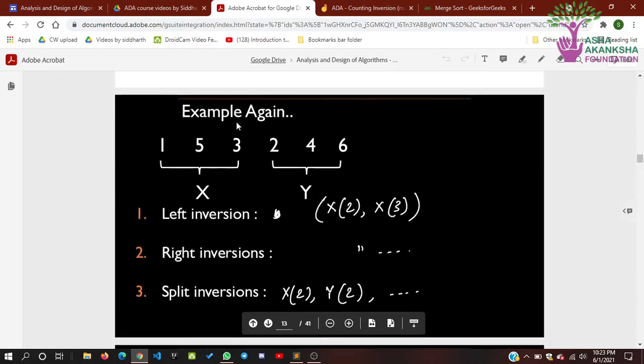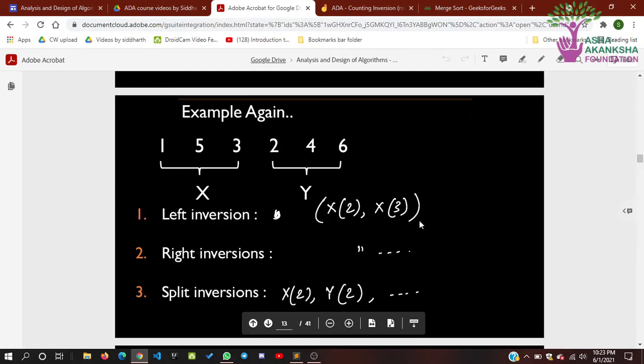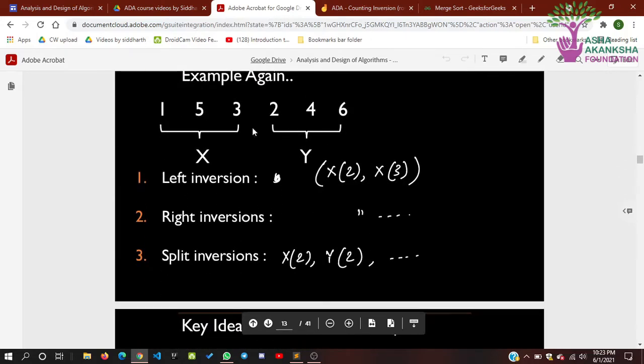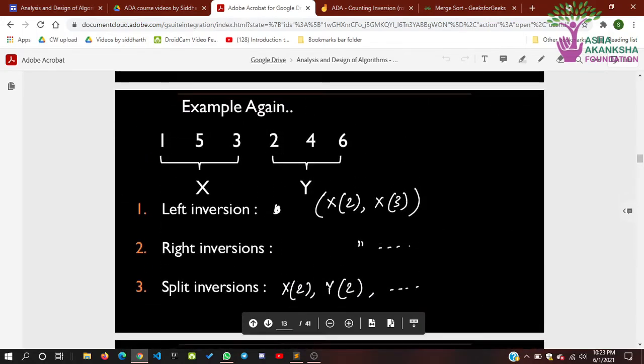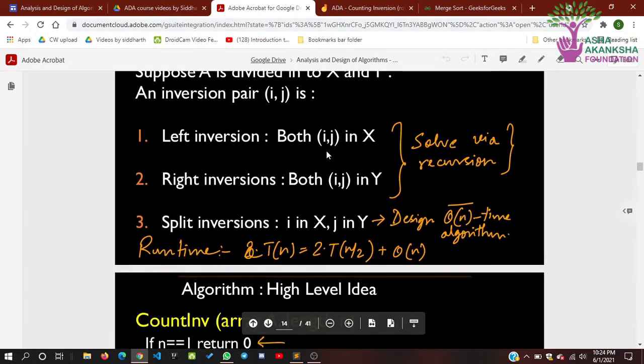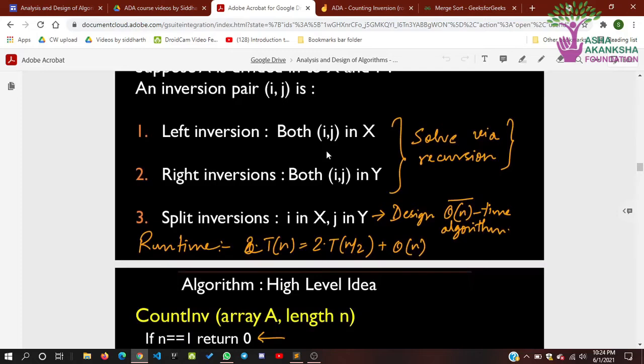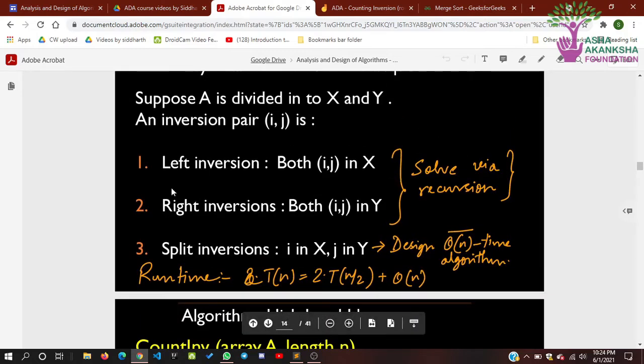So this is an example. Left inversion is x2 and x3, that is 5 and 3. For the right inversion, there is no right inversion. Split inversion is x2 comma y2, and those values are 5 comma 4. Like I said, we can solve the left and right parts via recursion.